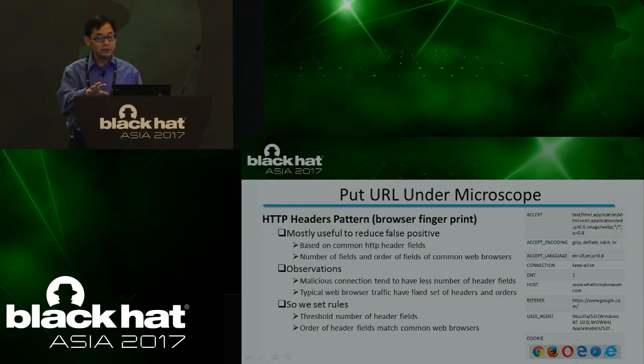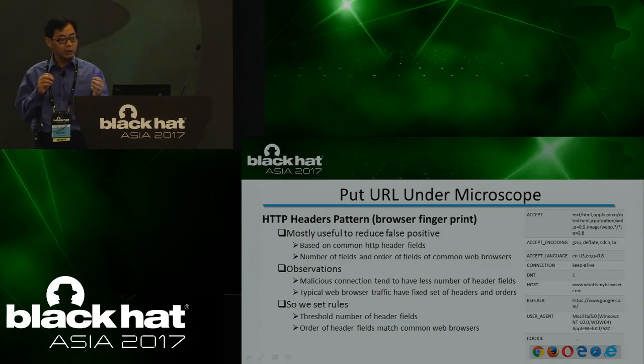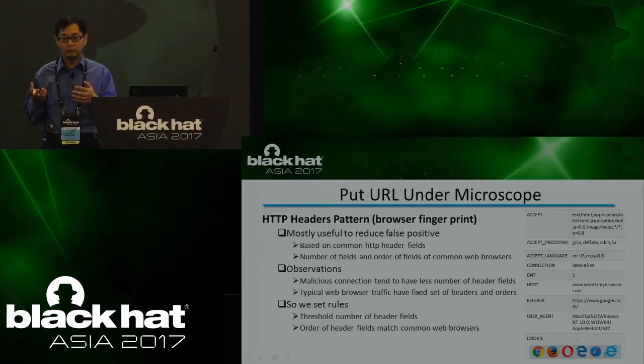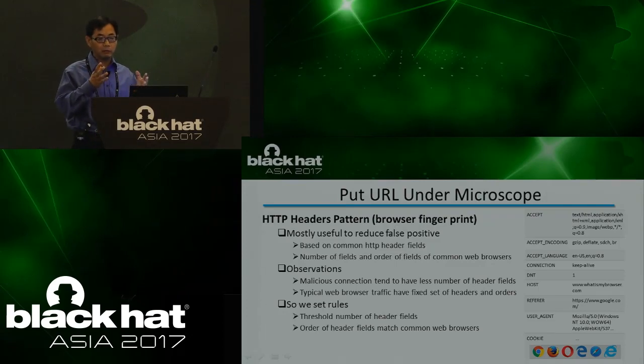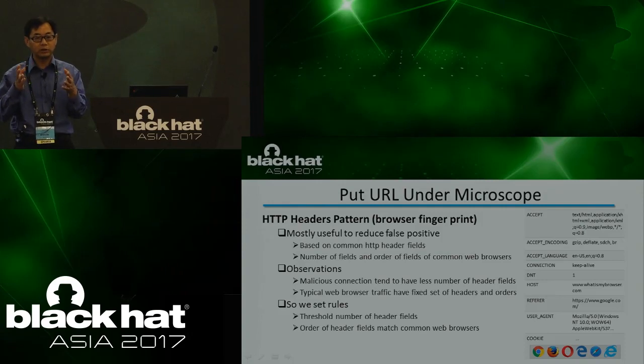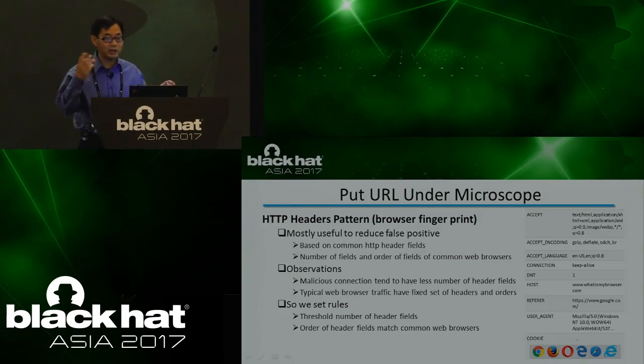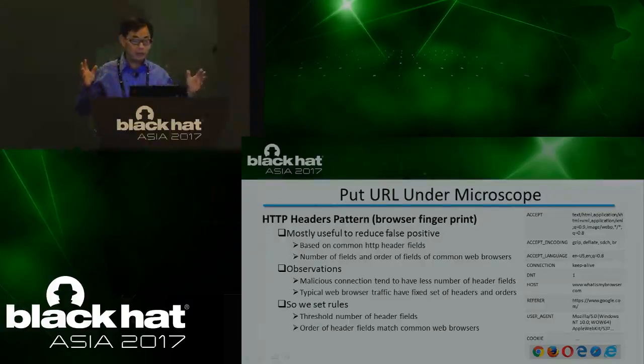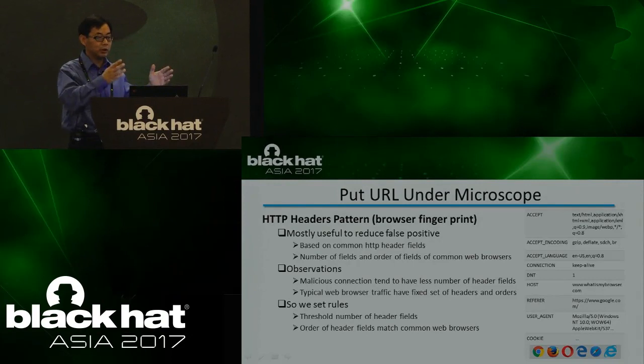Before that, something I mentioned before is we also look at HTTP header patterns, which are also called a browser fingerprint. The purpose of this is not for detection. It's basically to try to reduce false positives, because we found that malware tends to use fewer headers, because they don't do things like cache control or do not track. But browsers have many header fields, and released versions normally keep a certain order. So we call this a browser fingerprint. We can use that to tell this traffic is actually from a common browser. So this is a way to reduce false positives.